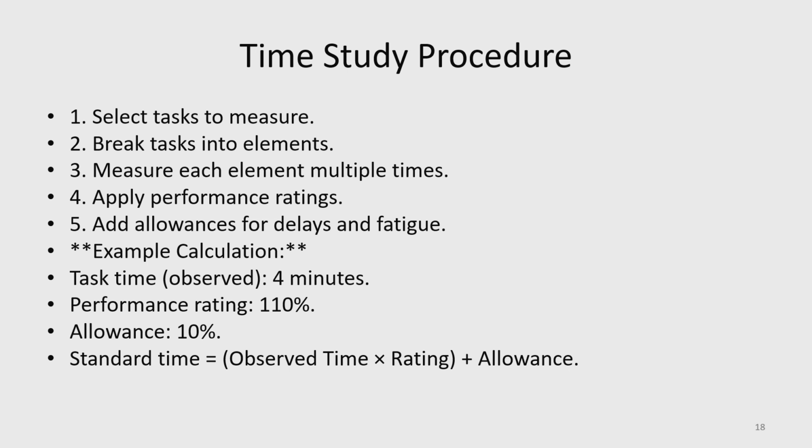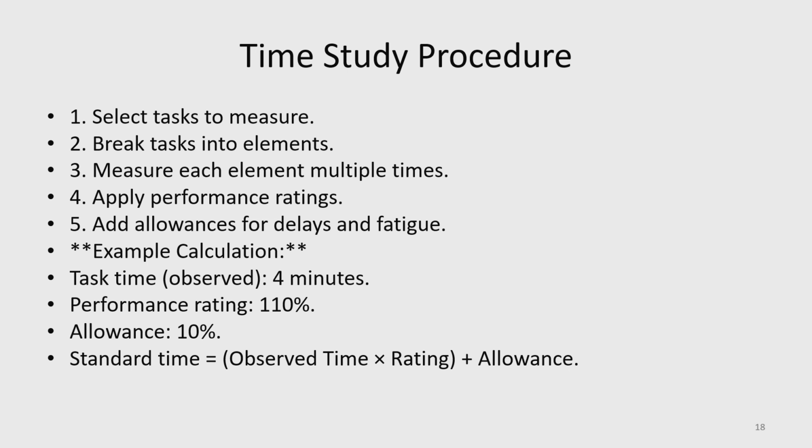Also, that time also has to be added. So, an example of calculation: suppose you observe that it takes 4 minutes for a worker to do a task. In 4 minutes the worker has done that job, but his performance rating is 110%. That means he is not 100% efficient like a normal man, rather it is 110% efficiency. So, therefore, his rating becomes 1.1, and suppose you give an allowance of 10% of the total time, so that you can easily calculate.